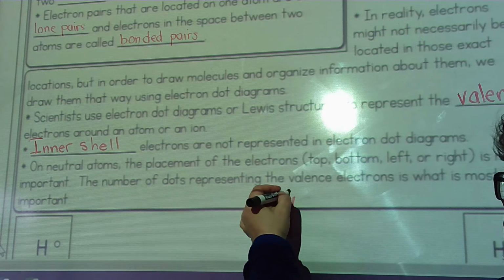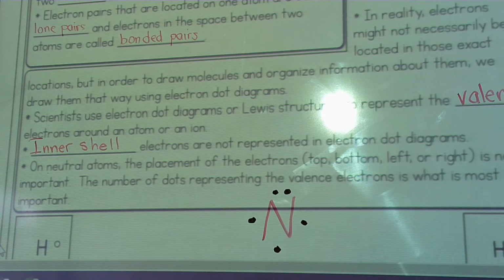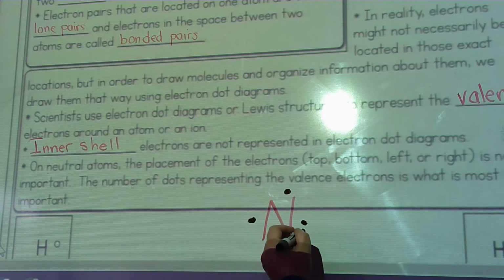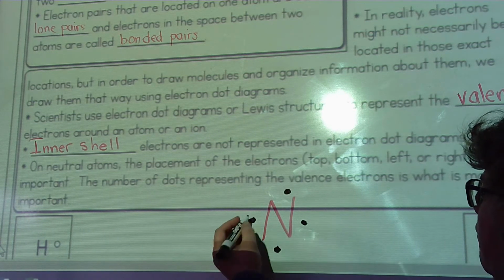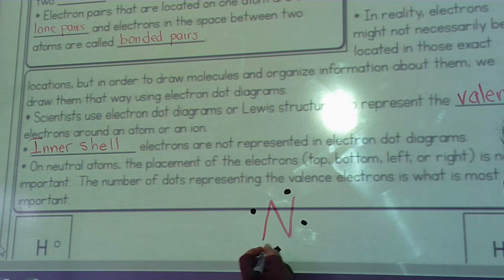If I want to put 2 here, 1 here, and 1 here, and 1 here, that's fine. If instead I want to put 2 over here, that's fine as well. Maybe I want my second one over here. That works too. I can even put it down here. That works as well because there's 5. The one thing that is important is that there are 5. We usually don't put more than 2 on a side because, A, we're talking about pairs, right? Lone pairs, bonded pairs.